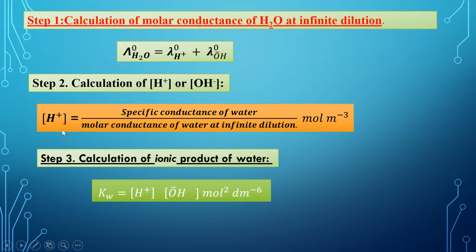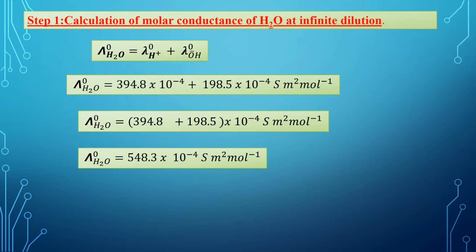Finally, since 1 mole of H plus and 1 mole of OH minus are dissociated or ionized in the water, the molar concentration of H plus is nothing but the molar concentration of OH minus. So you can take the product of these two, that will be the ionic product of water. That we have to do now step by step.